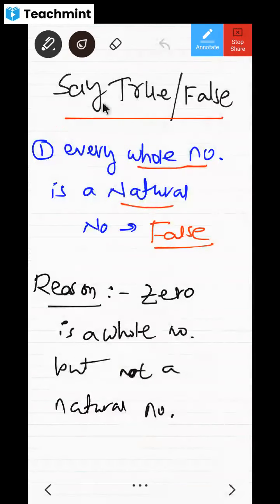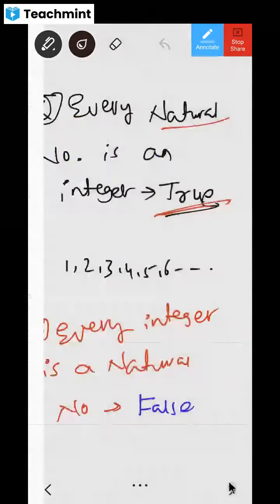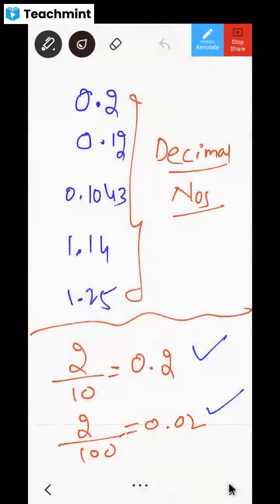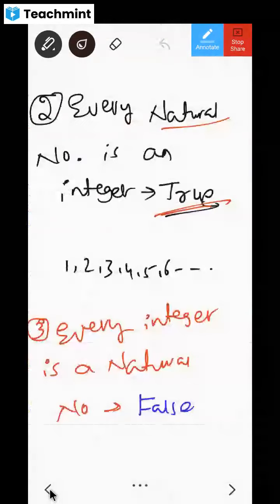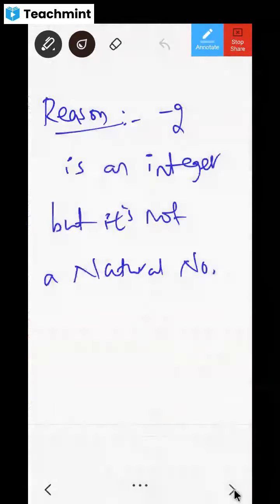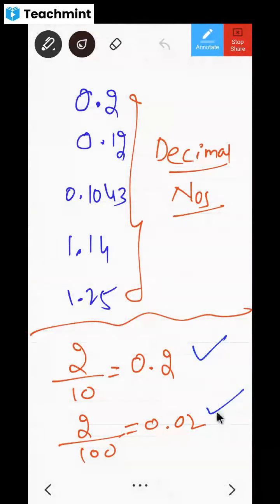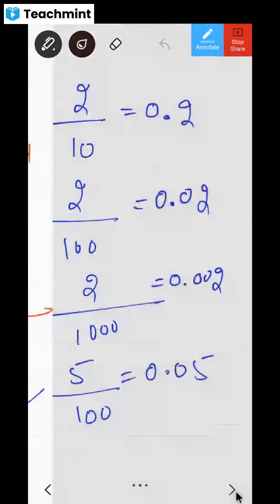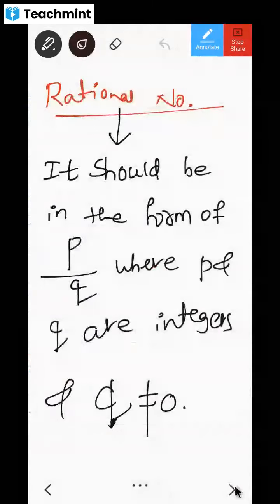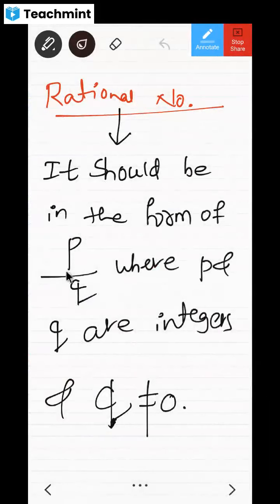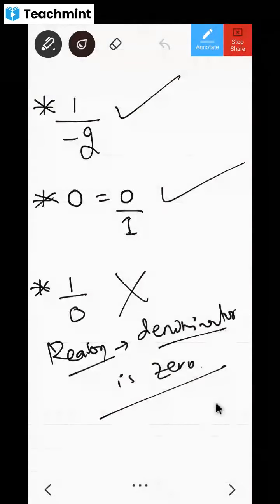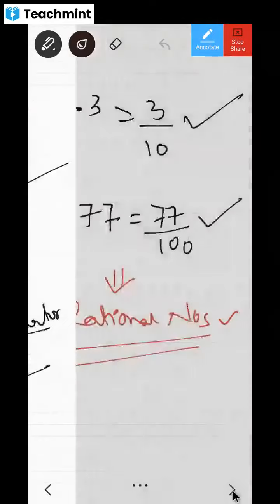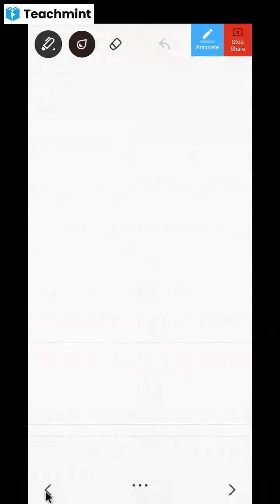Now we saw these true or false questions also. We did discuss these rational numbers too. What is the meaning of rational numbers? We discussed decimal numbers also, and after that we came to rational numbers. A rational number should be in the form p by q, where p and q are integers and q should not be equal to 0. That also we have seen, along with so many examples. Right, dear children? Yes, sir.